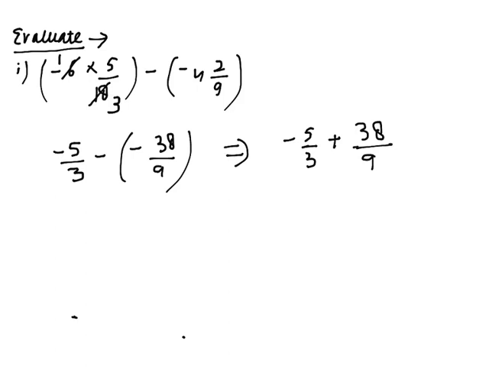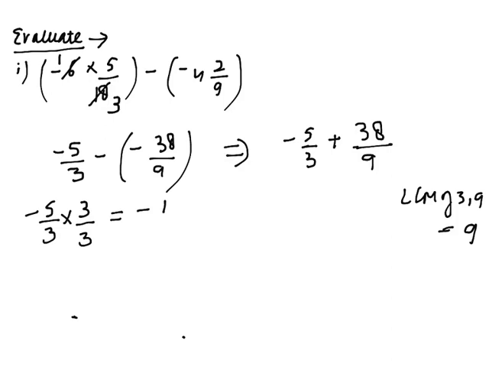So first of all we will take the LCM. LCM of 3 and 9 will be 9. So it means we have to make the denominator as 9 in both the numbers. In 38 by 9 we already have 9. So in 5 by 3, how will we make it? When we multiply numerator and denominator by 3, we will have minus 15 by 9.